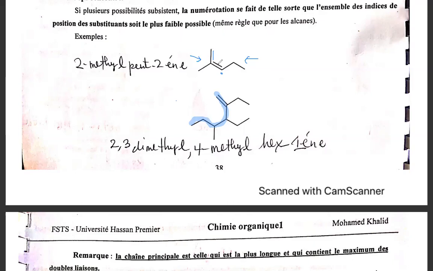Now, because this double liaison is at position number 2, so to just confirm which one is the lowest index, we start counting either from the left or from the right. In our case, it is at position number 2, and 2 has the lowest index possible as compared to the 3 that we are going to have on the other side. So it is going to be called a pente de in. Pente de in.